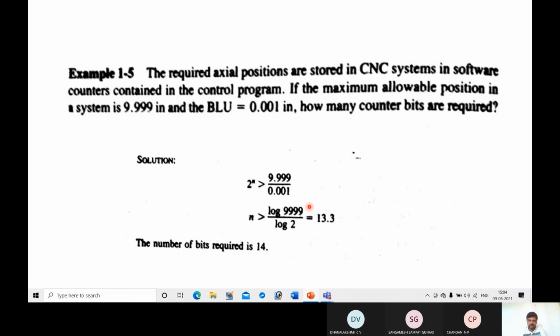The meaning of this is, in order to store 9,999 incremental positions, from 0 to 9,999 incremental positions, you need a 14-bit counter. So you don't get a 13.3-bit counter or 13.3-bit register. You should round it off to 14.